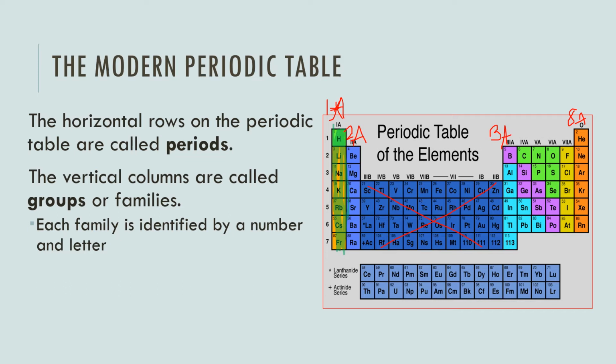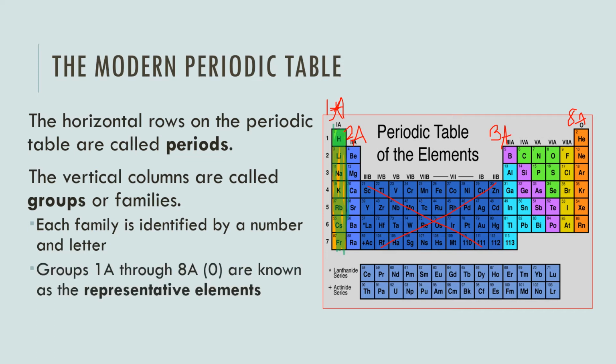Now, another important thing about the group number for our representative elements, so groups 1A through 8A that you already have highlighted or labeled, is that the group number represents the number of valence electrons. So group number 5A, for example, right here, all of these elements from here down have 5 valence electrons. All group 2A elements have 2 valence electrons. All group 8A elements have 8 valence electrons.